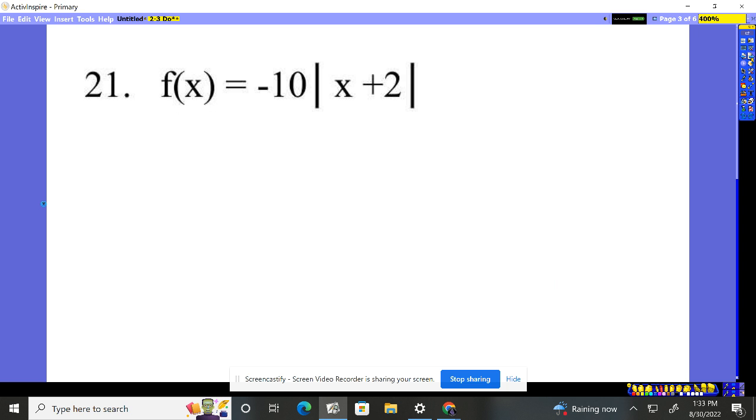Number 21. Here, absolute value again. So we know it's all real numbers again. Okay? Any x can be plugged in there. And if we want, we can say, hey, negative infinity to positive infinity. In other words, all real numbers.